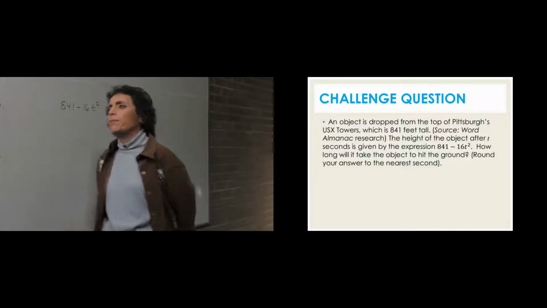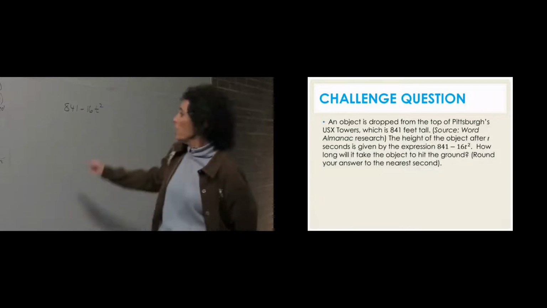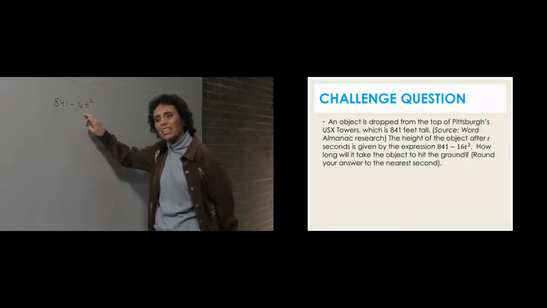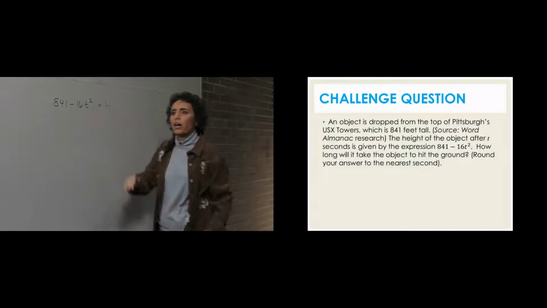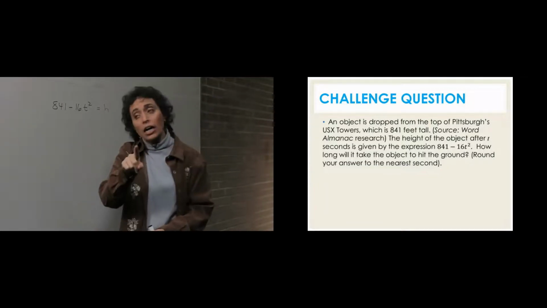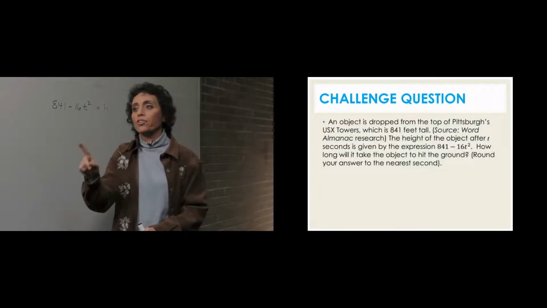All right. The height of the object after t seconds is given by the expression 841 minus 16t squared. That's the height of the object after t seconds, so I'm going to write equals the height. That's how high it is off the ground. T is time. How long will it take the object to hit the ground? Round your answer to the nearest second.